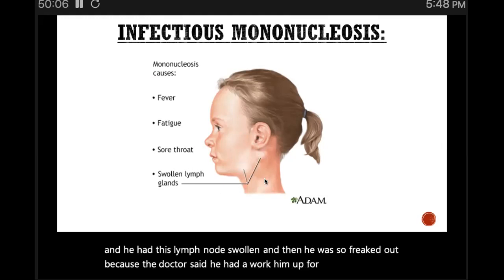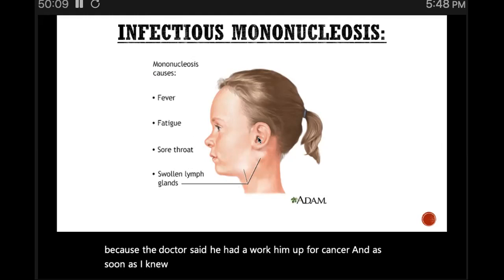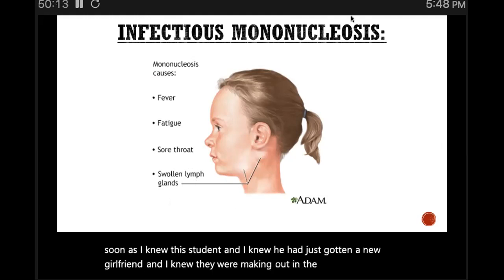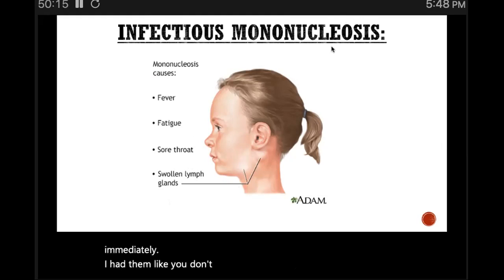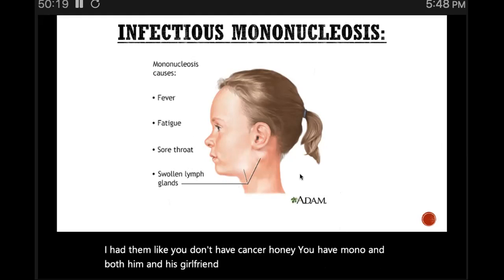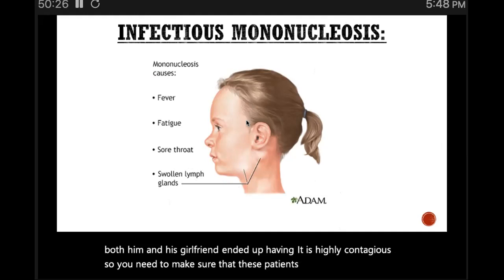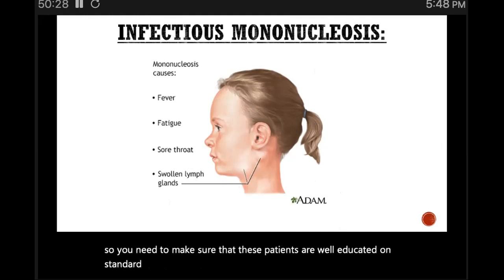As soon as I saw this student, I knew he had just gotten a new girlfriend, and I knew they were making out in the halls. And immediately in my head, I'm like, you don't have cancer, honey, you have mono. And both him and his girlfriend ended up having it. It is highly contagious. So you need to make sure that these patients are well educated on standard precautions and minimizing the spread of infection.